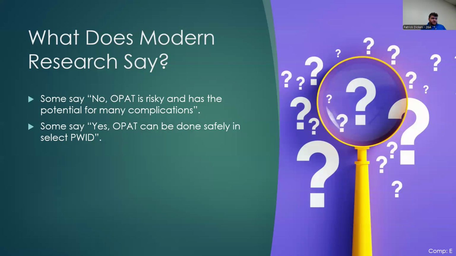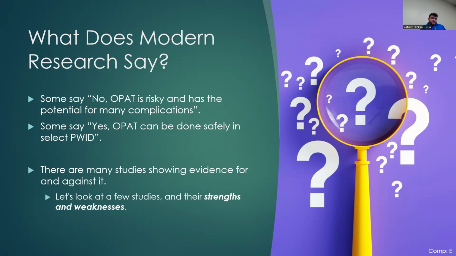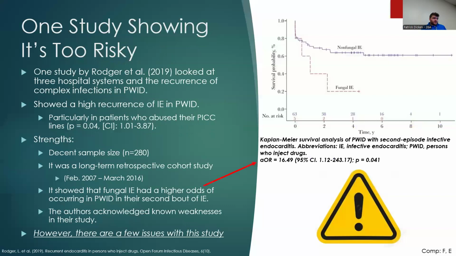So what does modern research say? Some say no, OPAT is risky and has potential for many complications. Some say yes, OPAT can be done safely in select people who inject drugs. There are many studies showing evidence for and against it. Let's look at some strengths and weaknesses. One study by Rodger et al. looked at 3 hospital systems and the recurrence of complications in this group of people. They showed higher recurrence of infective endocarditis in people who inject drugs, particularly in patients who abuse their PICC lines.